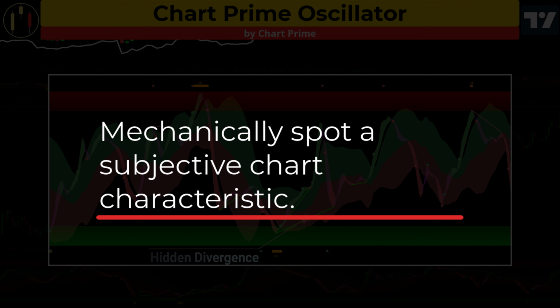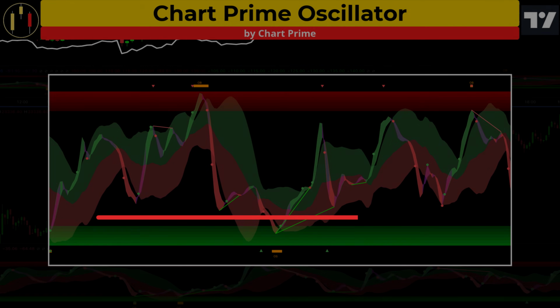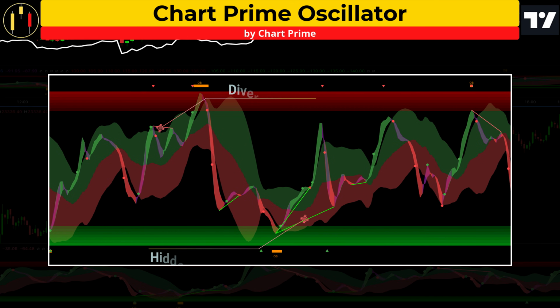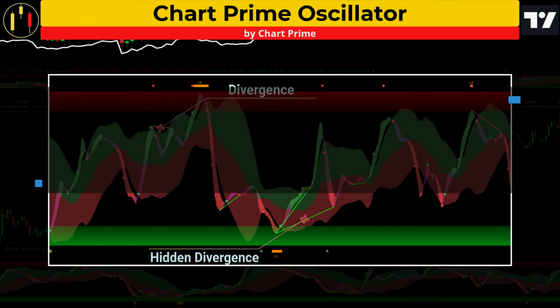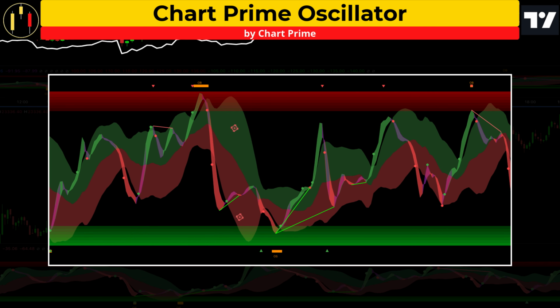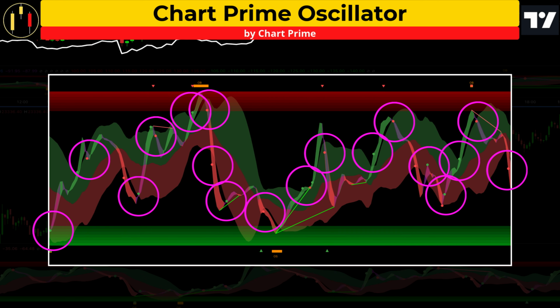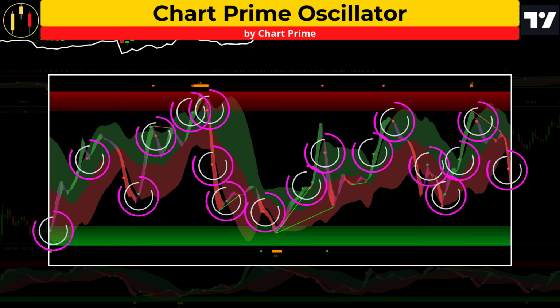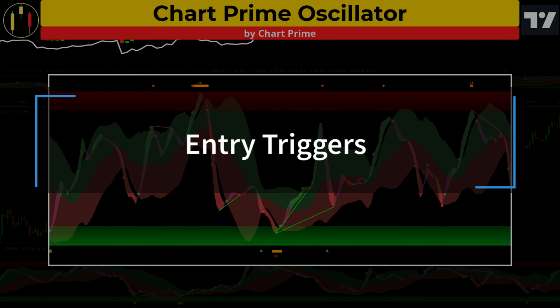It is the best divergence indicator I have found and is an excellent way to mechanically spot the subjective market points. These divergence signals will be used as preconditions for entry. Fourth is the micro range band, which they say is the least important part of the indicator, but I found a way for it to be very effective. The key points of this feature are the green and red dots, which indicate overbought and oversold conditions on the micro scale. These dots will be our entry triggers.